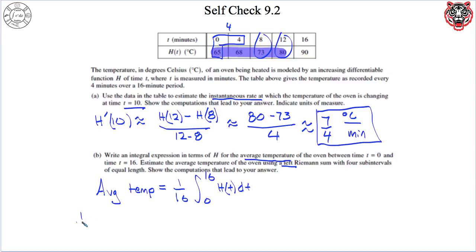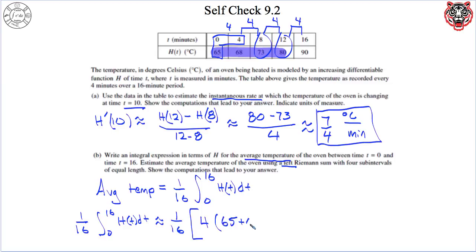So we want to say that 1/16 of the integral from 0 to 16 of this average temperature, capital H of t dt, is approximated by, we still need that fraction, 1/16 of, and I note here that all of these gaps are a gap of 4, a gap of 4, a gap of 4. Since all the gaps are the same, instead of saying 4 times 65, 4 times 68, 4 times 73, 4 times 80, I'm just going to bring that 4 on the outside. I'm going to say 1/16 times 4, and then I'm just going to add up all these heights: 65 plus 68 plus 73 plus 80.